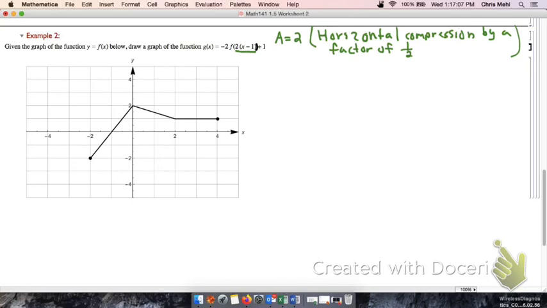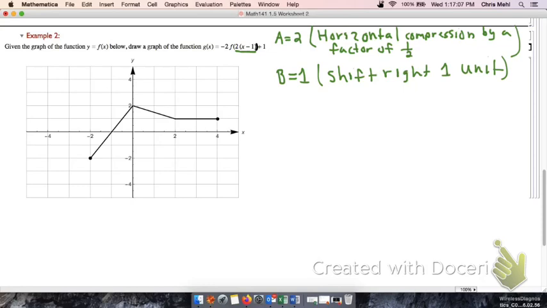Then you'll notice that on the innermost set of parentheses you have x minus 1. So capital B is positive 1. This is telling us to do a shift right 1 unit. So A is going to tell me to multiply x coordinates by a half. B is going to tell me to then follow that up by adding 1 to all x coordinates.